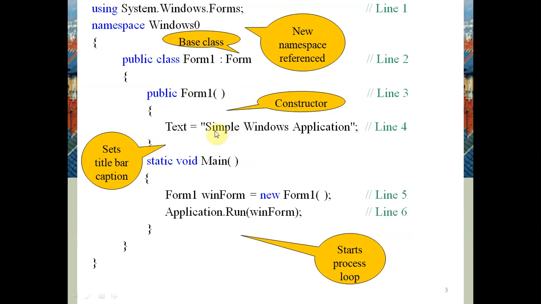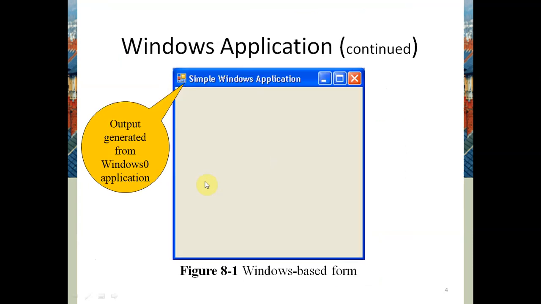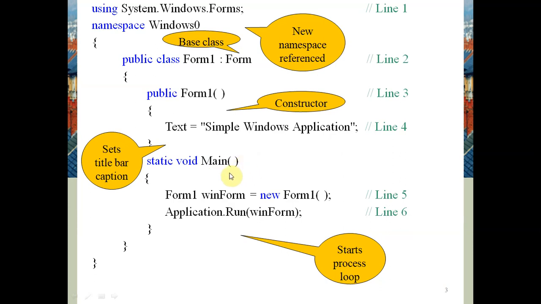We have mentioned the tags inside this form constructor, and we have main also. In main, you can see we are creating the object of this form class. winForm is the object of this form class, equal to new form. And when we write application.run, this will execute the constructor. So application.run winForm, we are running the object of this winForm.